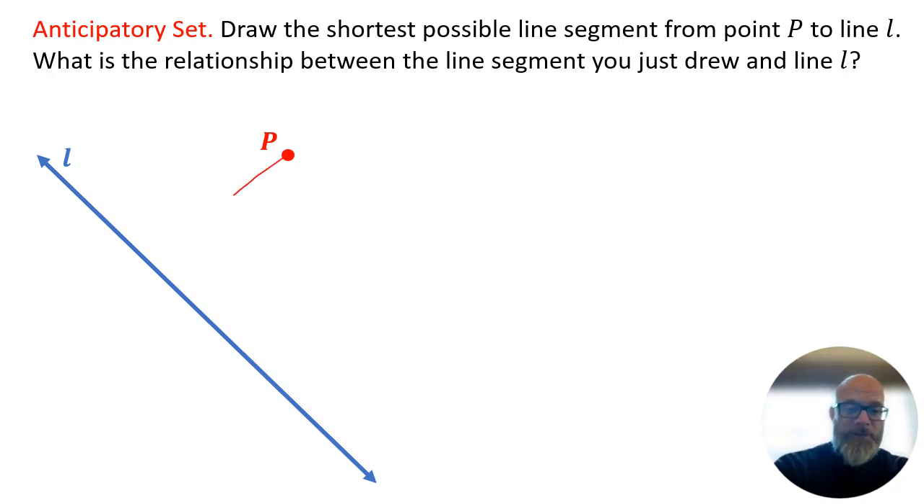You probably wound up drawing something like this, right? It's the shortest distance from P to L. Notice, it's forming a right angle here. These are perpendicular lines. Perpendicular lines are the key to the shortest distance from P to L.